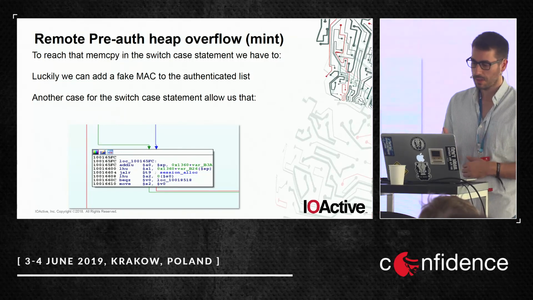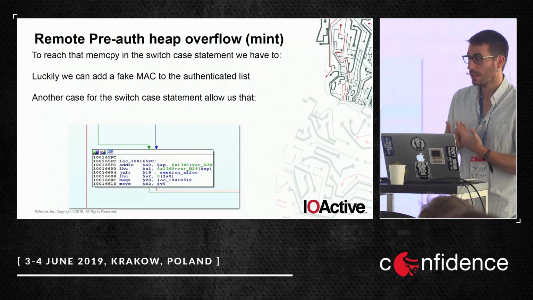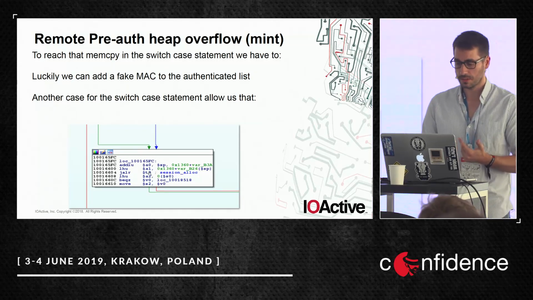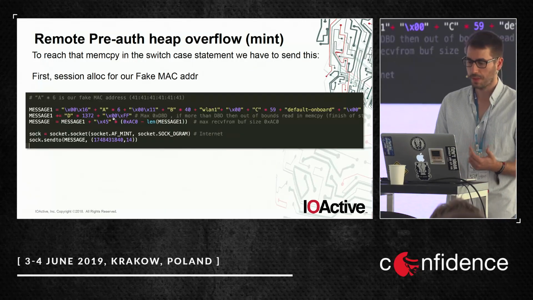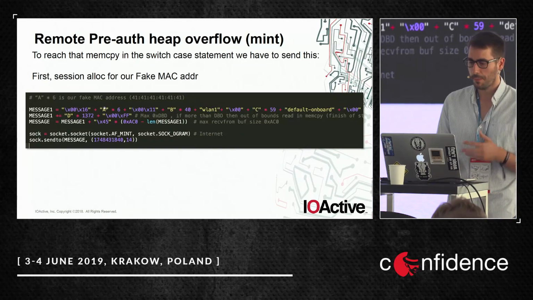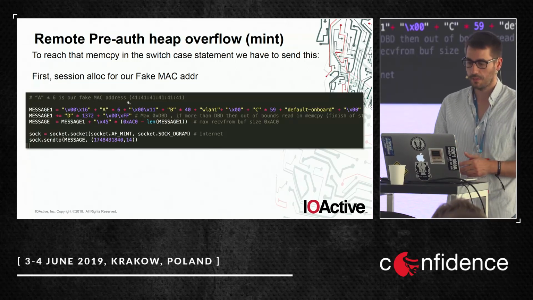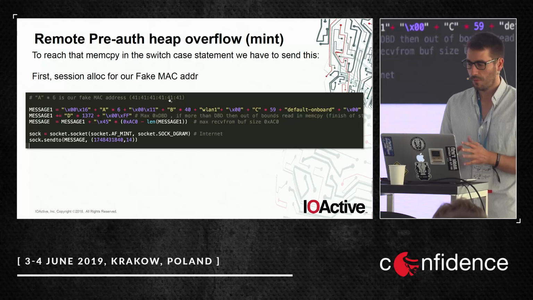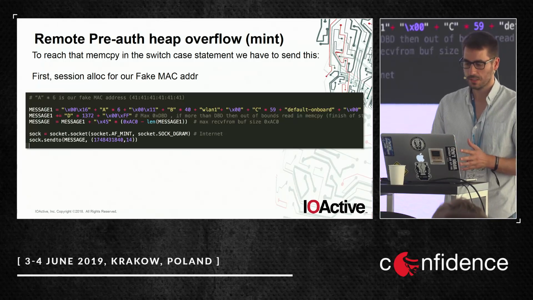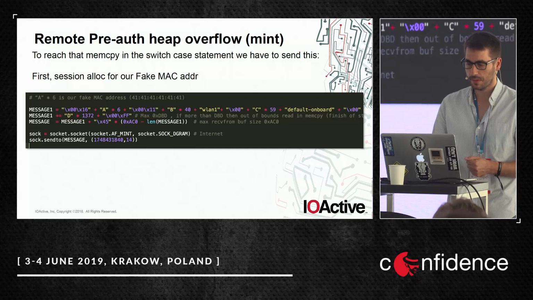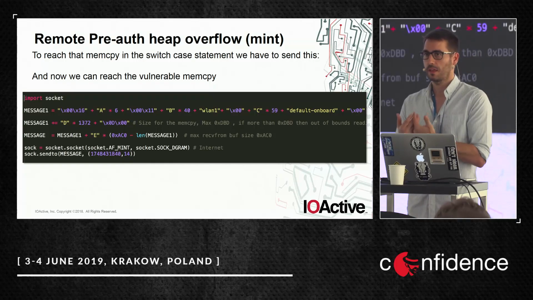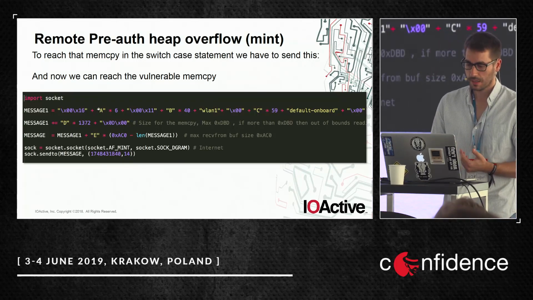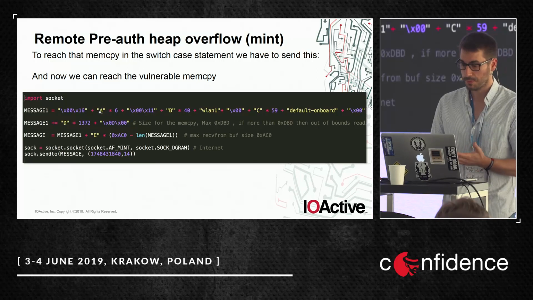Luckily, there is another function in the switch case statement which we can reach without any kind of authentication, which is called session alloc, where we can add our MAC address to that list. So with this Python script, for instance, as you can see here, this is the fake MAC address that I'm adding to that list, which is AAAA 414141. And with this, we can add that MAC address to the authenticated list of MAC addresses. And now we can reach the memcpy with the heap overflow vulnerability. As you can see here, guys, the MAC address is provided as well in the payload. And now we will trigger the heap overflow.